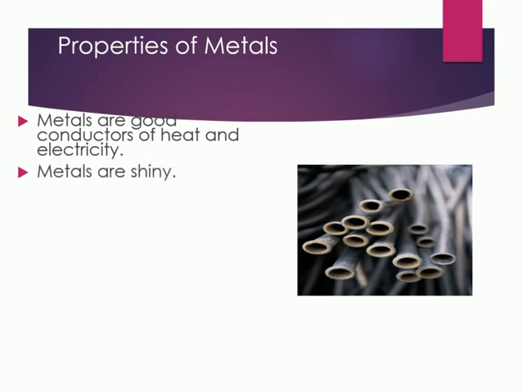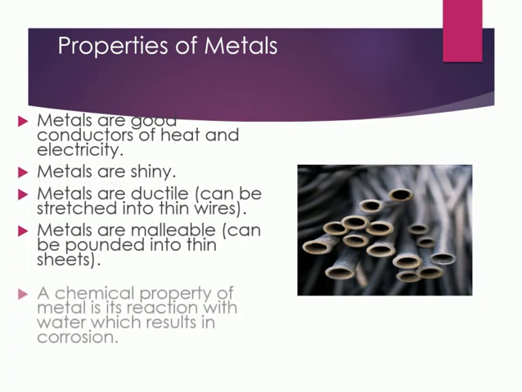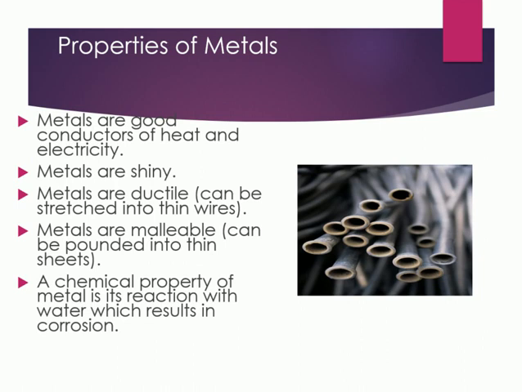As far as being able to distinguish between metals, nonmetals, and metalloids, we'll need to know some of their properties. A distinguishing characteristic of metals is that they're good conductors of heat and electricity. Metals are shiny. Their luster is a defining characteristic. Metals are ductile, which means that they can be pulled and stretched into thin wires. Metals are also malleable, which means that they can be pounded into thin sheets. If I were to hit one with a hammer, it would not shatter, but it would squish and flatten out.